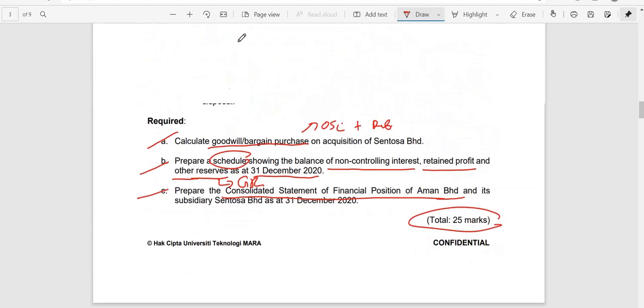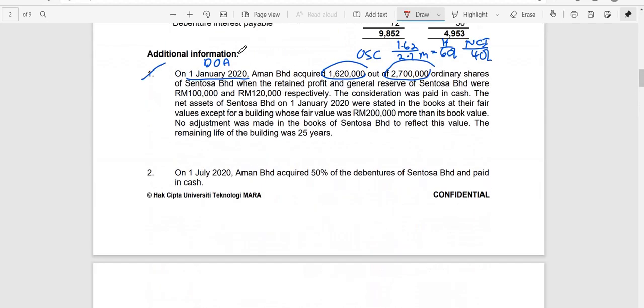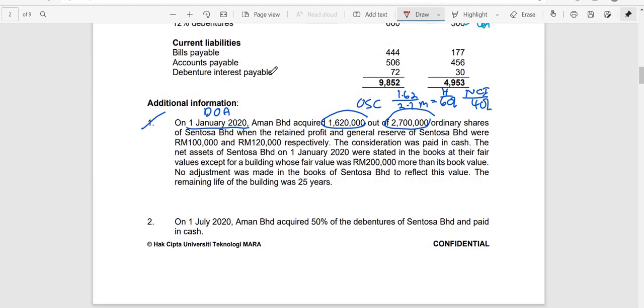And then you would notice later at the bottom here, this is the important information on the date of acquisition: retained profit and general reserve, 100,000 and 120. This too is referring to the pre-acquisition reserve.